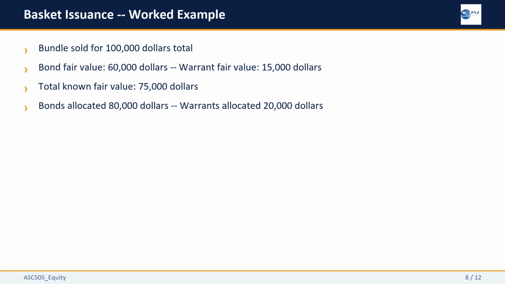Notice that the allocated amounts do not equal the individual fair values. The allocation simply uses the ratio. The bond is allocated $80,000 even though its standalone fair value is $60,000, because the bundle commanded a premium.